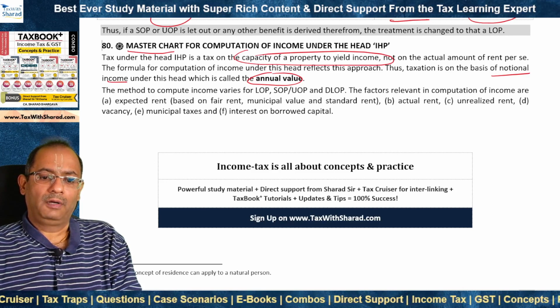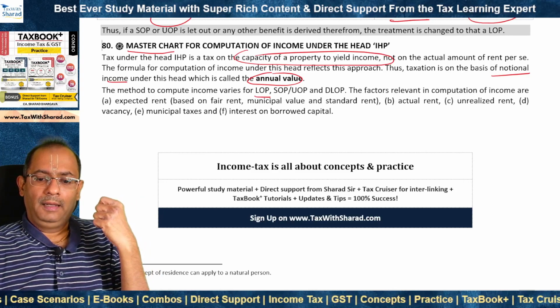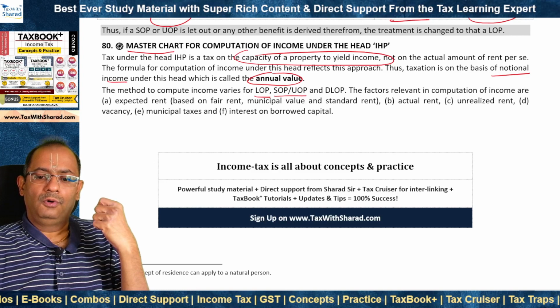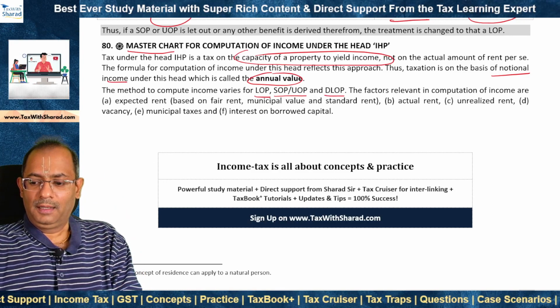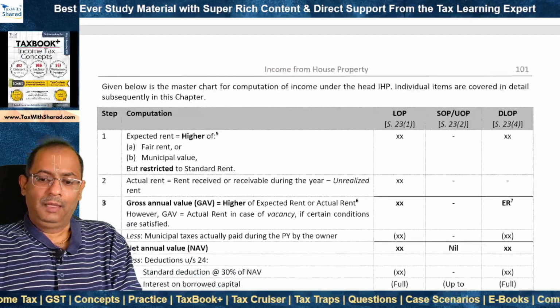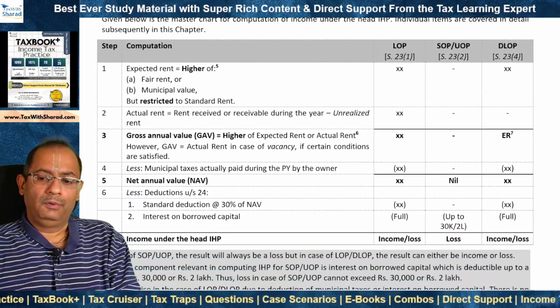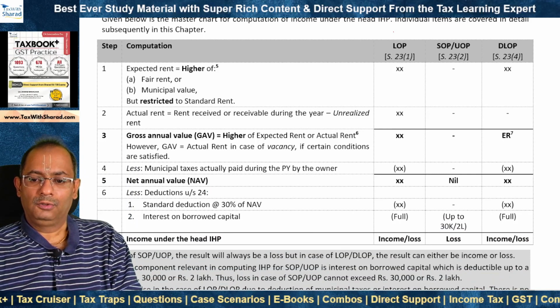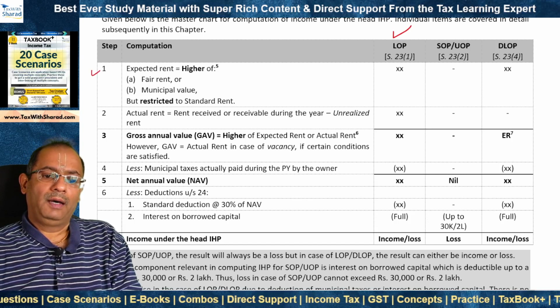So there is a method of computation, and this method varies from an LOP or SOP, UOP or a DLOP, and there are various factors which come into play in the computation of income under this head. So let's see how to compute income across various kinds of properties. First we will pick up the case of a LOP, and the step 1.